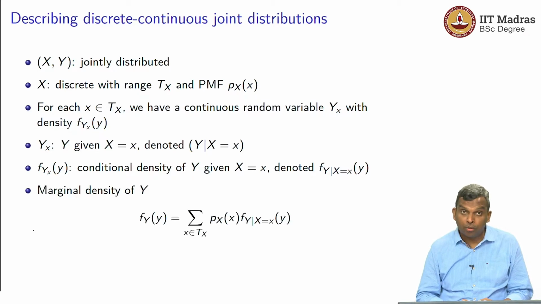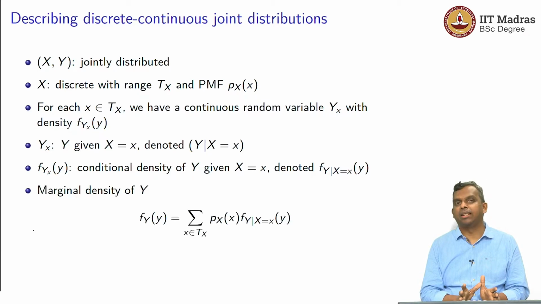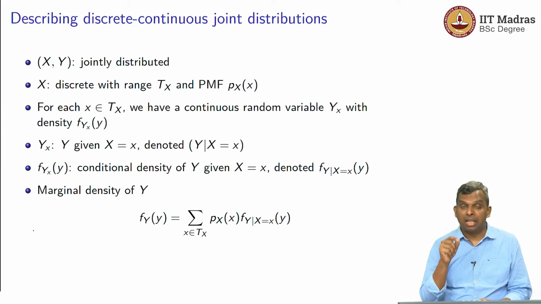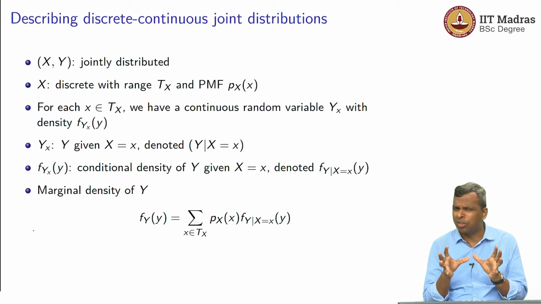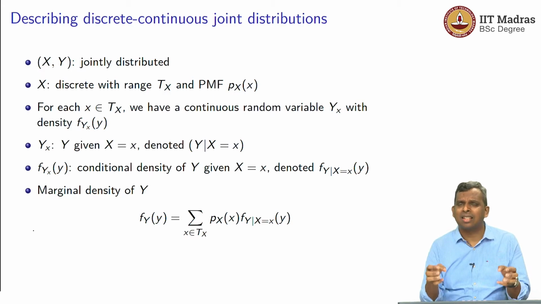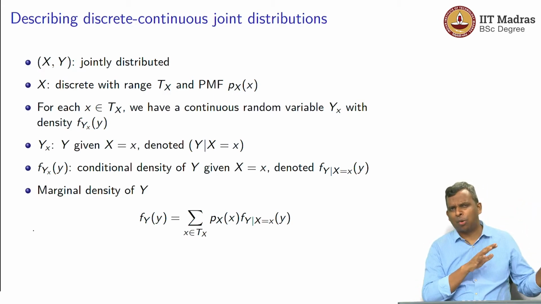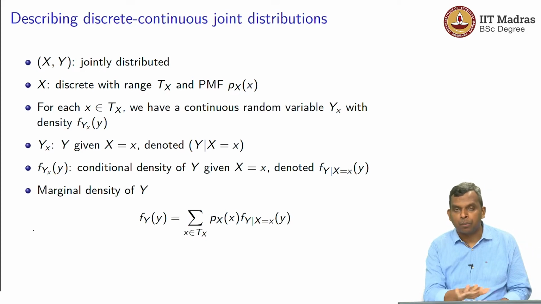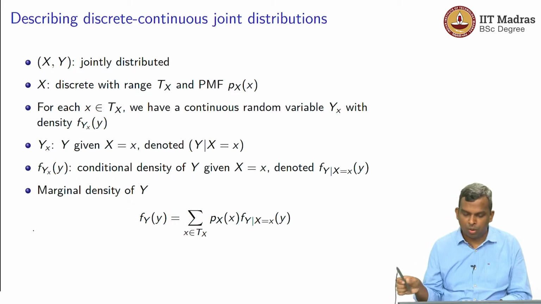Now, if you want the marginal density of Y itself, the entire density, you have to do this summation. The summation over all values of x in the range Tx, Px of x, the PMF of X, times the conditional density. This is easy to see. This is sort of like the total probability law. All of these things have rigorous proofs and ideas of probability space and all that. We're not going into that much detail here, but hopefully you can see that these formulae are intuitive and easy to understand.